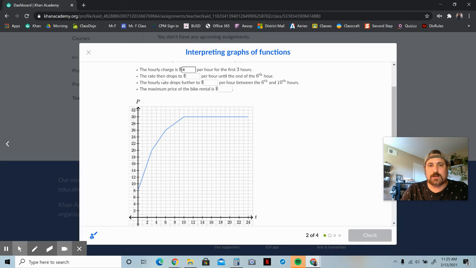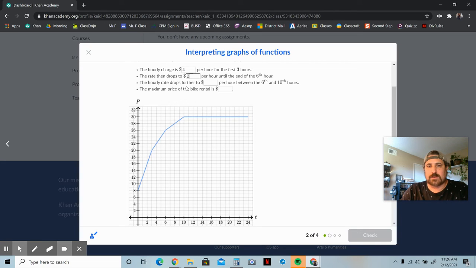The rate then drops to blank per hour until the end of the 6th hour. So when you go from the 3rd hour to the 6th hour, we're looking at a change from 20 to 26. Okay, so that's a total change of $6 in 3 hours. So $6 in 3 hours means you're doing 6 divided by 3, which is $2 per hour. So the rate then drops to $2 per hour until the end of the 6th hour.